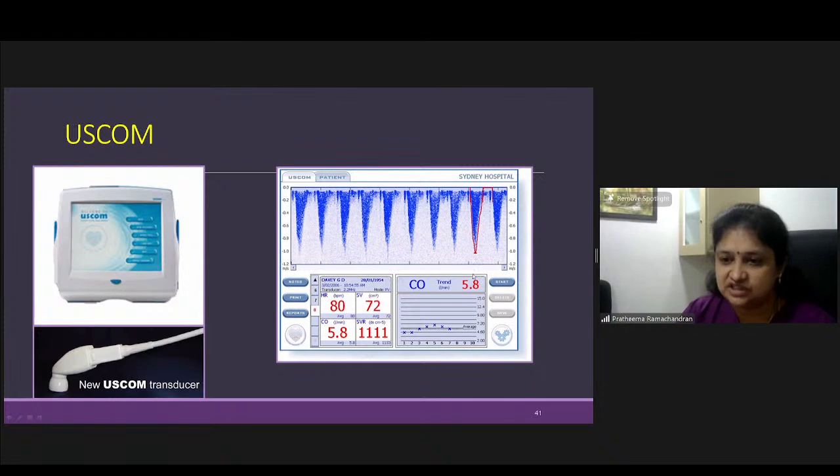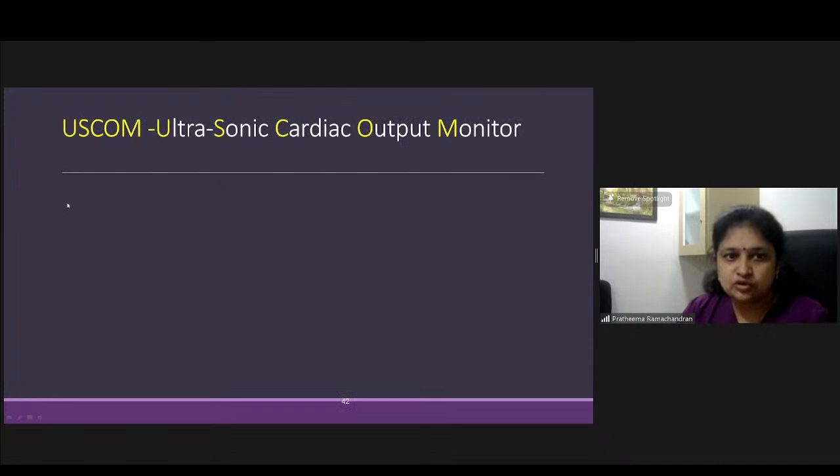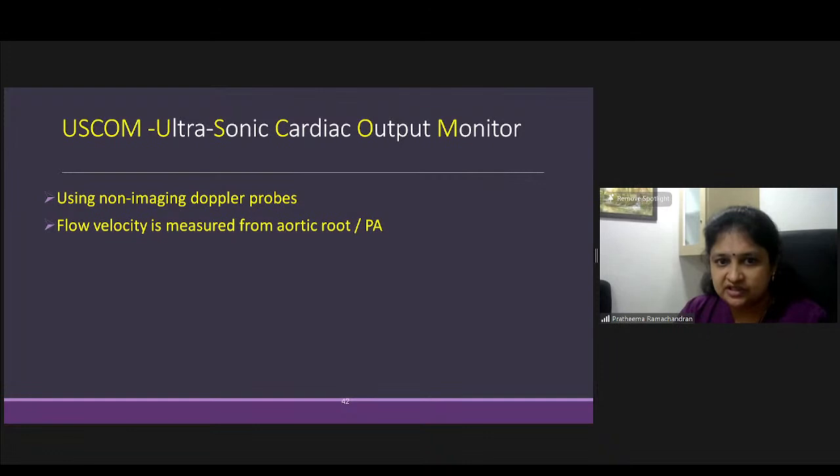Okay, so this is how it looks, it is a USCOM transducer. USCOM is ultrasonic cardiac output monitoring. The transducer is non-invasive, it's a non-imaging Doppler. It is not going to image. It is just a waveform which is seen. The flow velocity is measured from the aortic root.